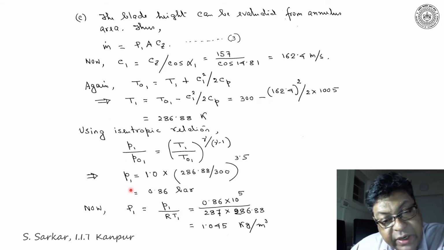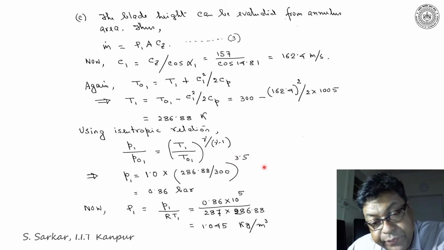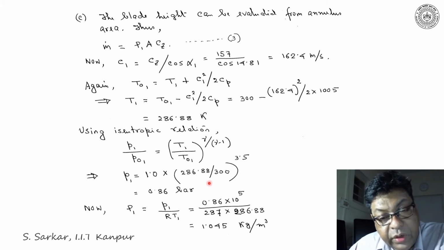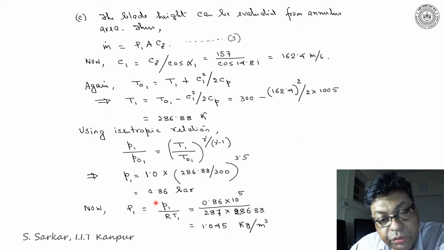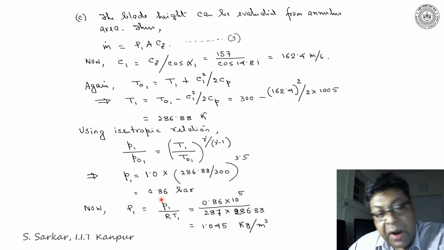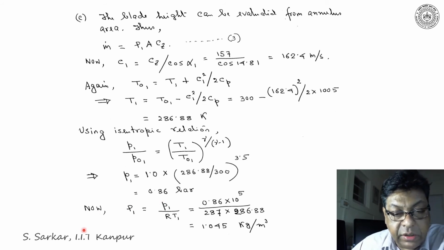Thus I got static pressure P1 is equal to 1 into 286.88 divided by 300 to the power 3.5. So if you do the calculation, you will get P1 is equal to 0.86 bar. Please check the calculation also.